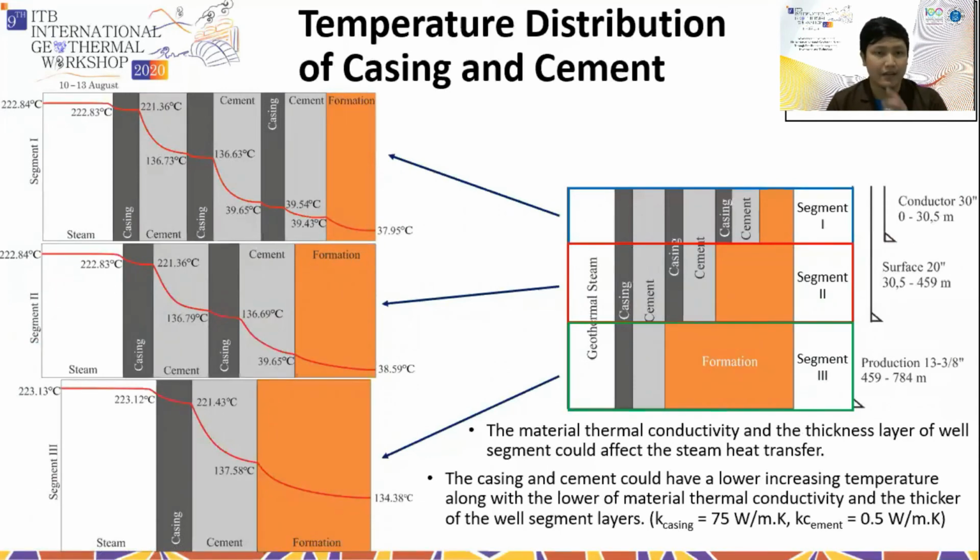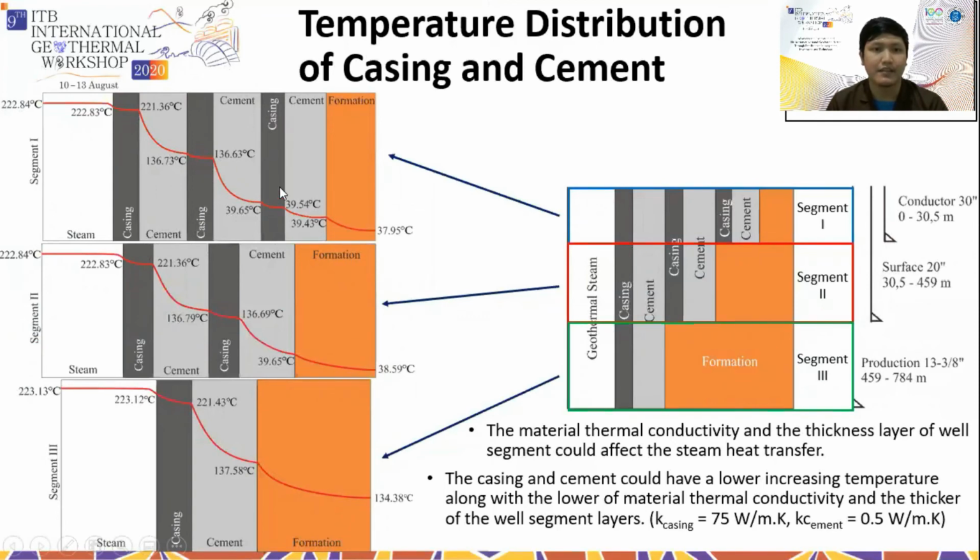And then cement can reduce the heat of steam. And the segment 1 layer is thicker than the segment 2 and segment 3 layers. It is shown that segment 1 has 3 layers of casing and 3 layers of cement. And the heat of steam in segment 1 is estimated to only transfer into the casing surface.